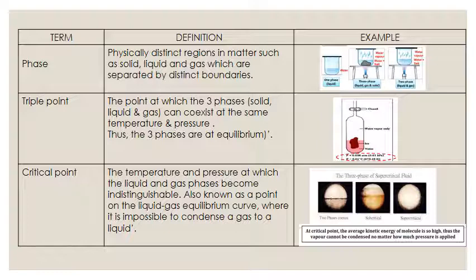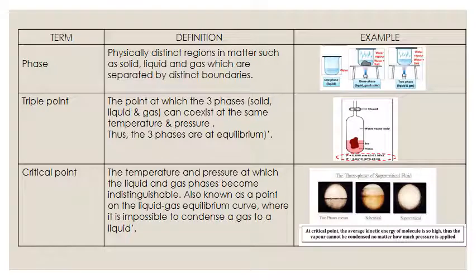So kita tengok triple point. Triple point adalah point di mana tiga phase wujud bersama. Okay, pada equilibrium position. Okay, so ketiga phase ni iaitu solid, liquid dan gas. Okay, dia boleh coexist at the same temperature and pressure. Okay, so pada masa ini kita panggil ketiga-tiga phase ini berada dalam keadaan equilibrium.